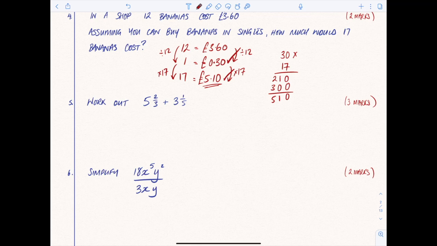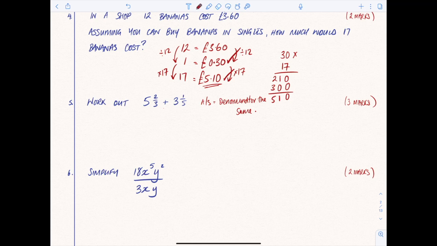Okay, question 5. So we're looking at fractions. We are adding. So just remember, when you're adding or subtracting, you must make the denominators the same. If the question was asking you to multiply, you just do top times top and bottom times bottom. If it's asking you to divide, use keep, flip, change. So let's have a little look at this. This is how I answer these first of all.